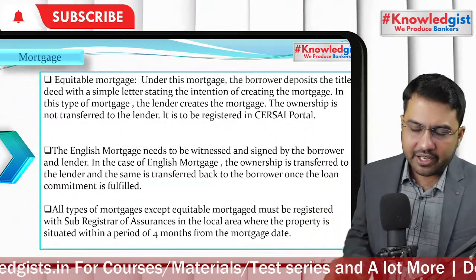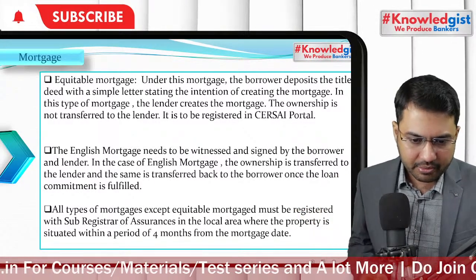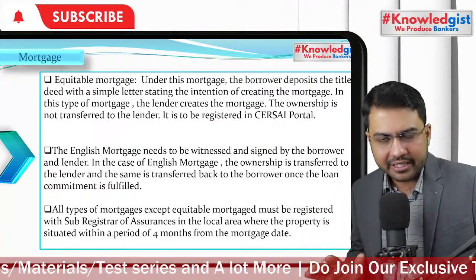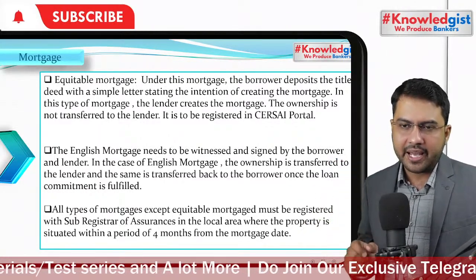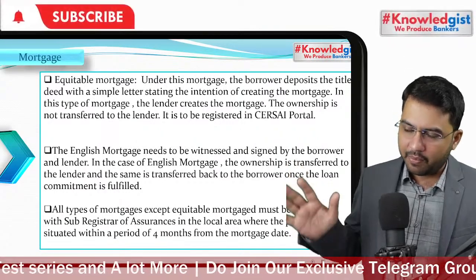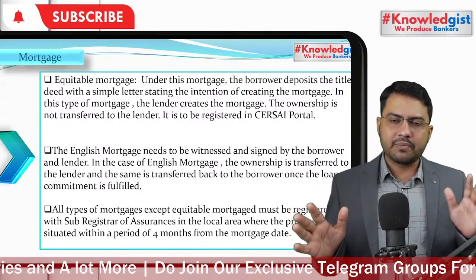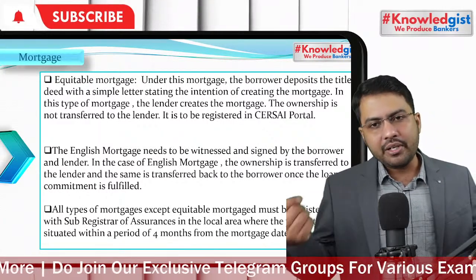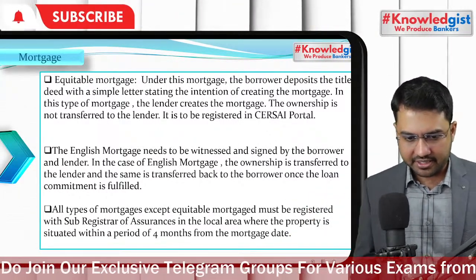We do equitable mortgage in case of home loans, more equitable mortgage. Okay. English mortgage we generally don't do. English mortgage means when I take a loan from SBI, I will transfer my property documents, the ownership of my property, in the name of SBI. When I repay, SBI will return it to me. Nowadays, it is not necessary.